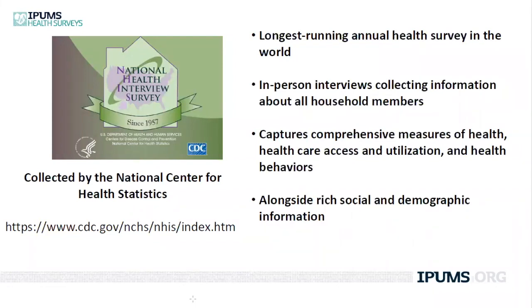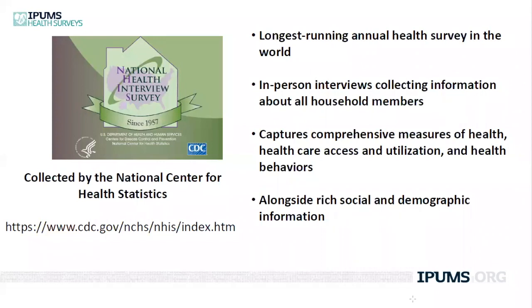The NHIS is collected through in-person interviews by trained census interviewers who gather information about health and the correlates of health for all household members. It contains a comprehensive set of measures of health and health conditions, health insurance coverage, healthcare access and utilization, and health behaviors. It also captures a rich array of social and demographic characteristics such as race, citizenship, nativity, sexual orientation, education, occupation, and marital status.